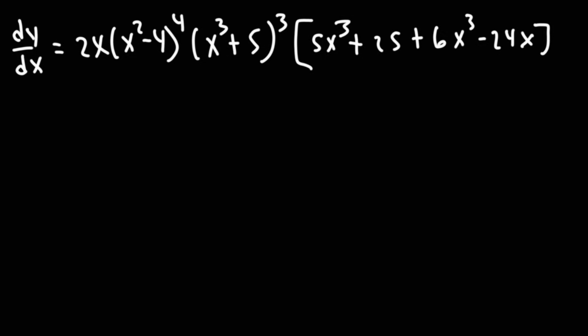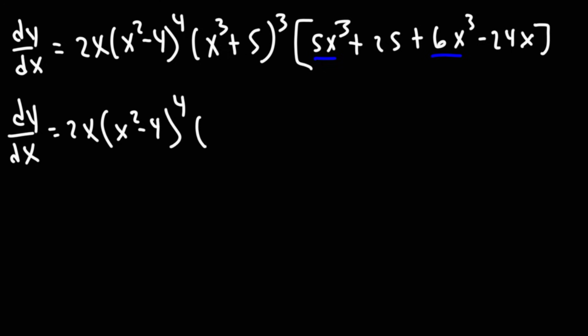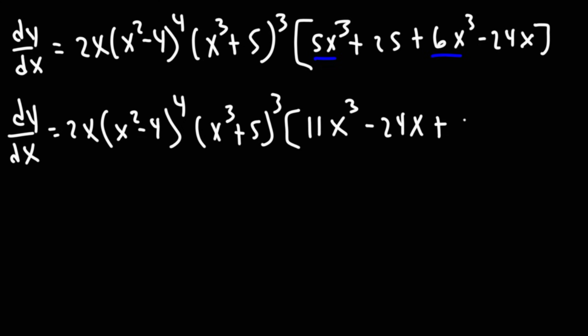So the last thing we could do is add like terms. And this will give us our final answer, which is 2x times x squared minus 4 raised to the 4th power times x cubed plus 5 raised to the 3rd power. 5 plus 6 is 11, so we'll have 11x cubed, and then minus 24x plus 25. And that is the final answer.